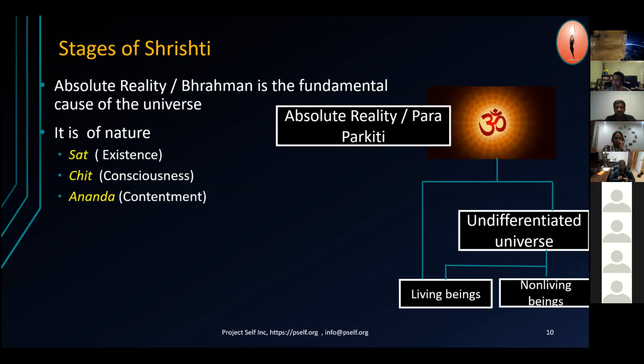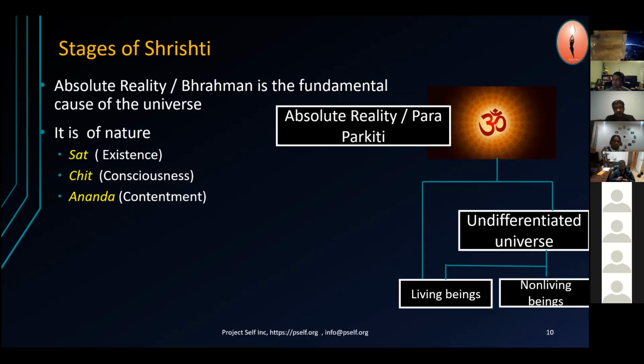Another three words. Sat means existence; it provides existence to everything. Chit provides consciousness to everything. And finally, Ananda, it is of the nature of unlimited happiness. When you know that, what you are getting is unlimited contentment. So these are the stages of the creation.